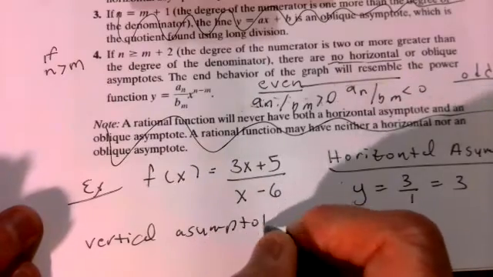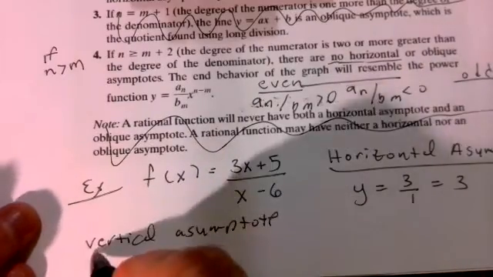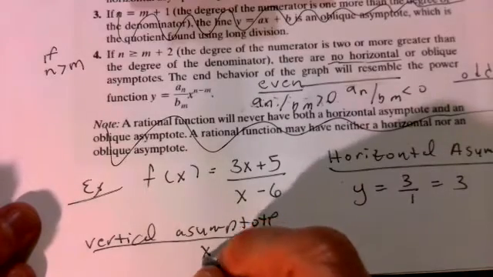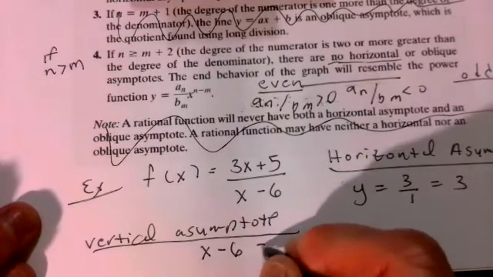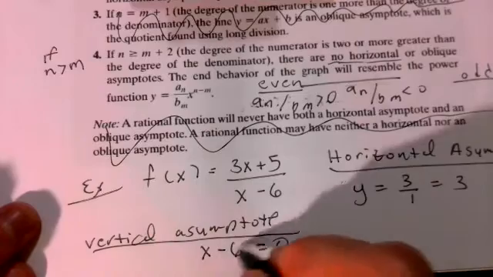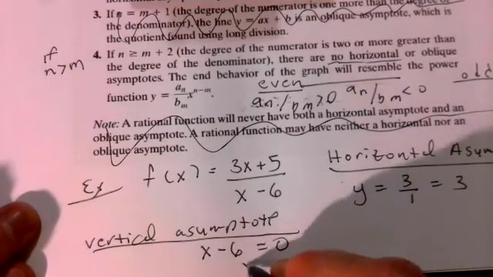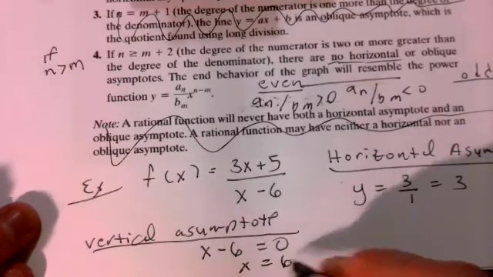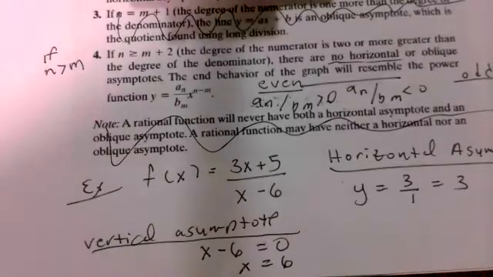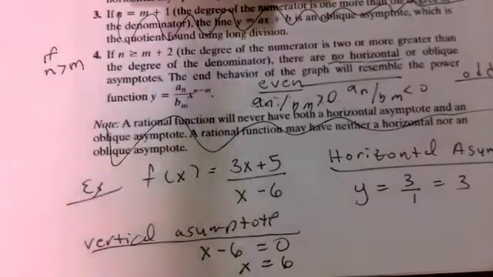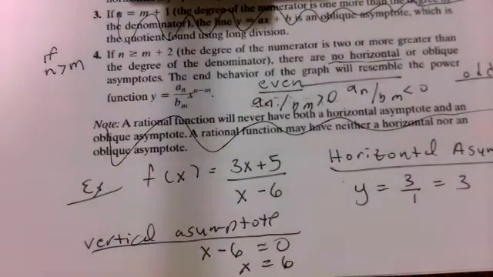Now the vertical asymptote, you just take the denominator. I mean, in real life, you need to factor and get it in the lowest form, but we're not really going to have to worry about that. So the vertical asymptote is going to be where the denominator is 0. So that's at x equals 6. And I should say that you may have more than one vertical asymptote for a rational function. So let's go to the next page.